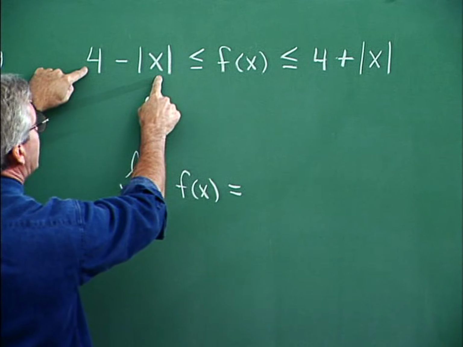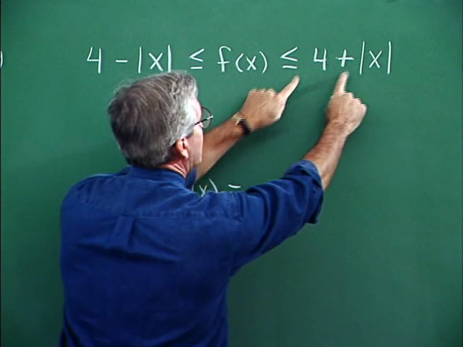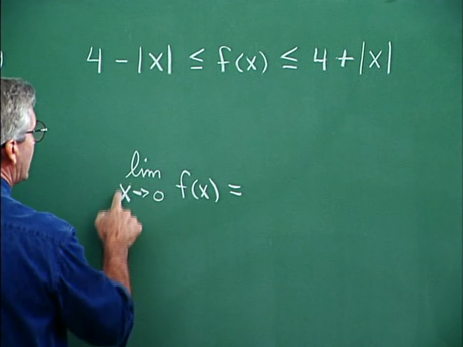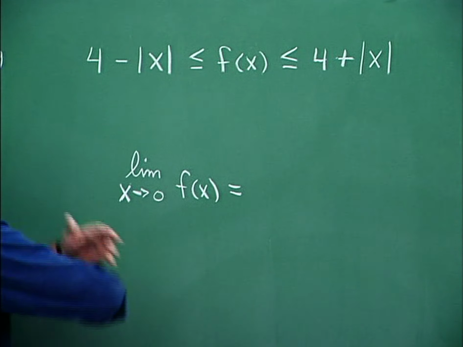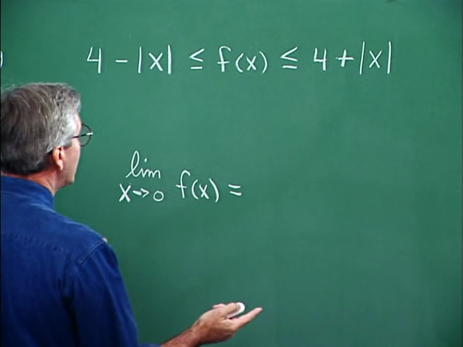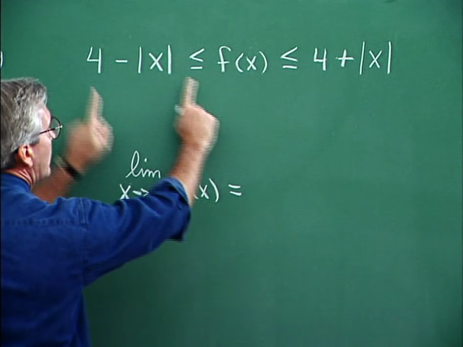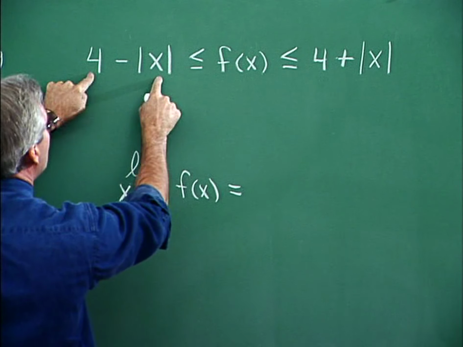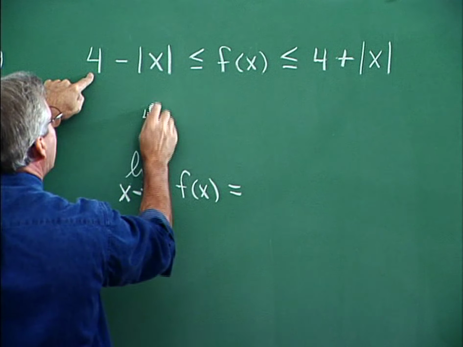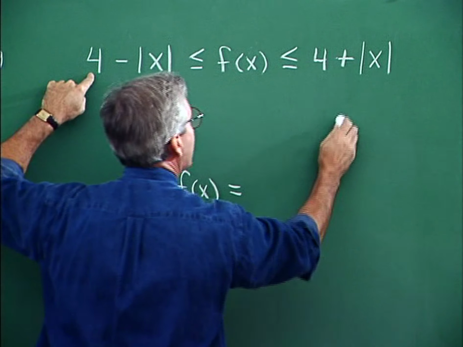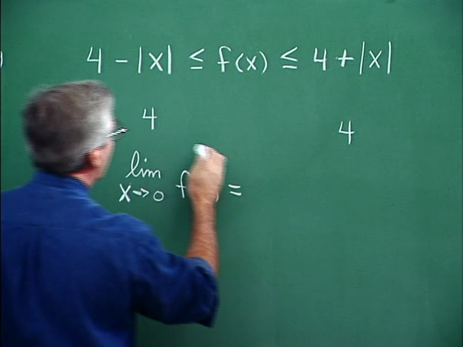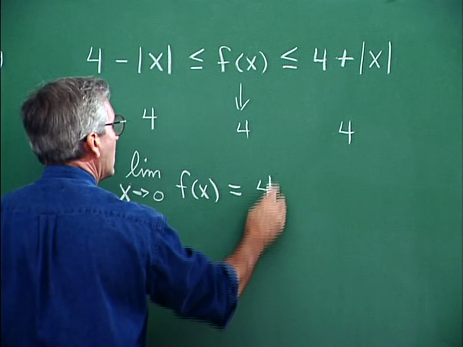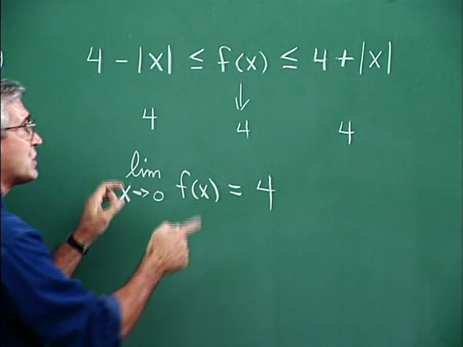We have 4 minus the absolute value of x over here. We have 4 plus the absolute value of x over here. And to calculate the limit as x approaches 0 for f of x, even though we don't even have an f of x, is relatively easy because we have a function here, we have a function over there. By substitution, as x approaches 0, this becomes 4. And as x approaches 0, this becomes 4. So it must be the case that f of x also has a limit of 4. You see, it is squeezed between those two.